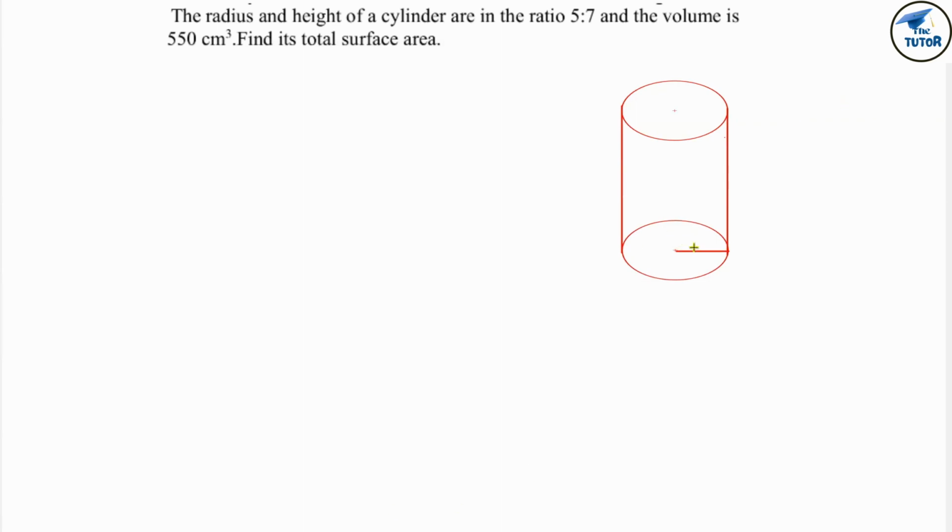We are given that radius and height are in a ratio. So if the radius is 5x, the height is 7x. Let's find the volume of this cylinder.